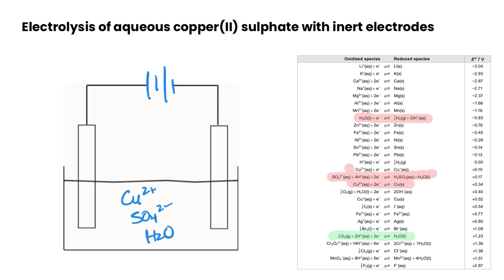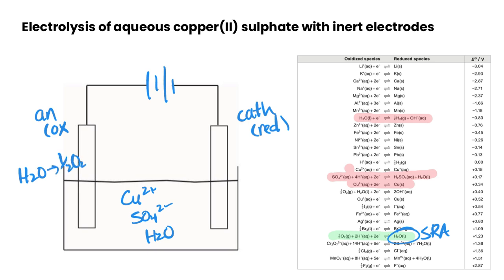If we're looking on the strongest reducing agent side, the only thing we're considering here is our water. And so that is our strongest reducing agent. So it means that's going to undergo oxidation. So we're going to have water giving oxygen gas, 2 H pluses, and 2 electrons. So we're going to get little bubbles of oxygen gas produced at the anode.